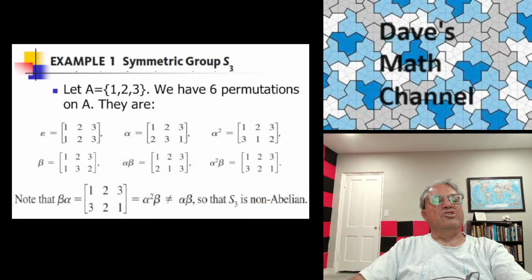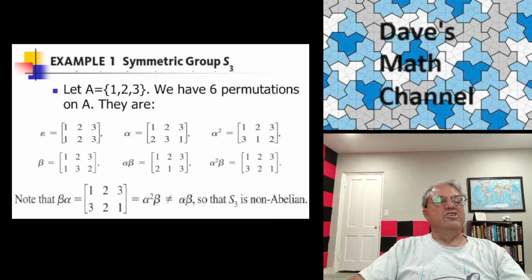And here's an example, S3. These are all the elements of S3. We can call them alpha and beta. It turns out alpha and beta generate this group. E is just the identity, the element that fixes every element. Alpha is the cycle (1 2 3), which maps 1 to 2, 2 to 3, and 3 to 1. Beta transposes 2 and 3 and fixes 1, so 1 goes to 1, 2 goes to 3, 3 goes to 2. And alpha and beta generate S3, so it has two generators.